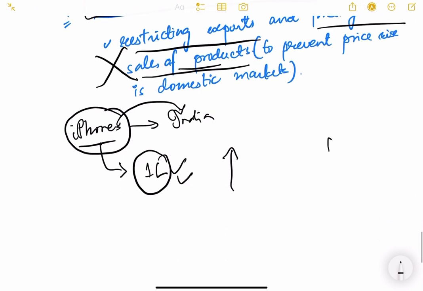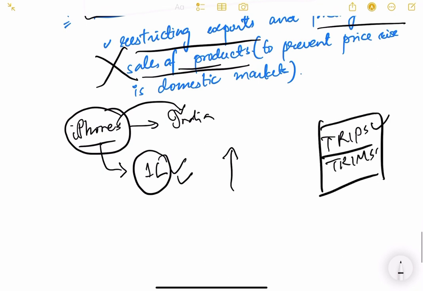So in this particular video, we have studied the TRIPS agreement and the TRIMS agreement, two very important agreements of WTO. I hope you have understood.